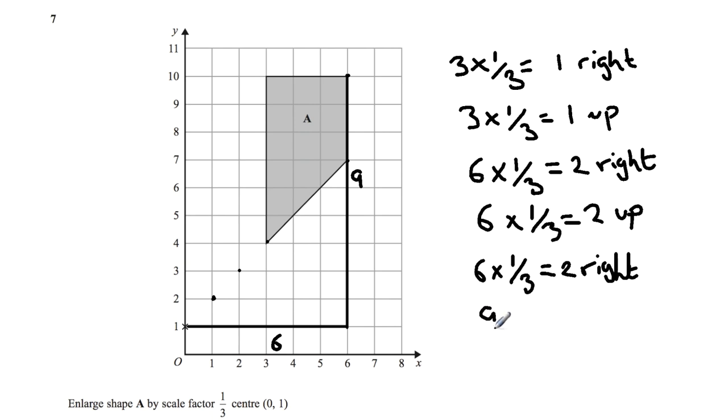And 9 times a third, 3 up. So 2 to the right, 1, 2, 3 up, 1, 2, 3. And now, the last point is over here.